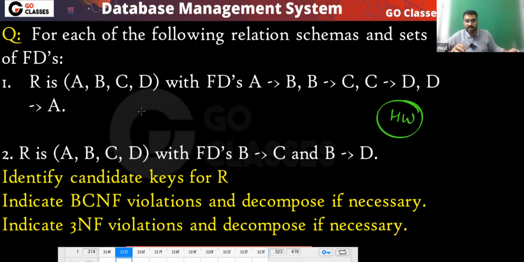Tomorrow we will start file organization and indexing, and then transaction management. File organization and indexing will take almost 3 days. After that, we will start transaction management. Any doubt, anyone? Please tell me. Everything is clear?